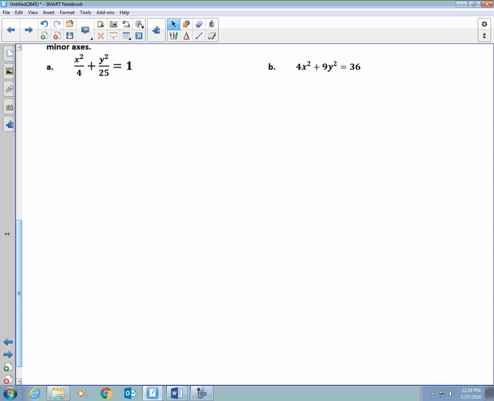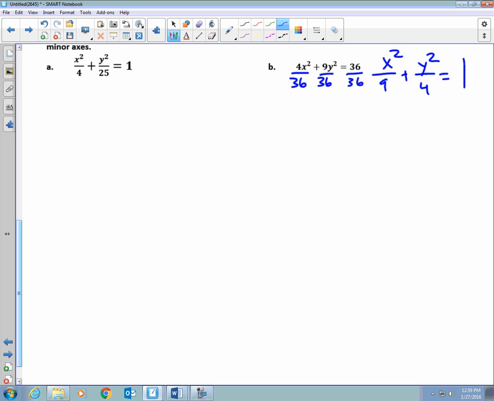4 points. You should put the foci on there. Not the foci, other than that, you should be fine. What do you notice about this one? Yeah, it has to be set equal to 1. So I'm going to divide through by 36. What does my new equation read? X squared over 9 plus y squared over 4 equals 1.